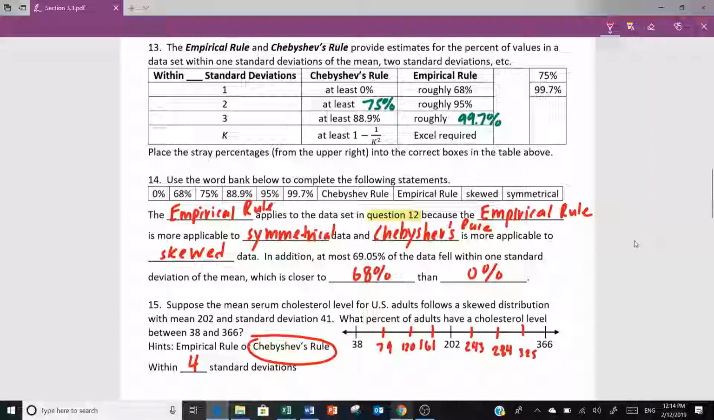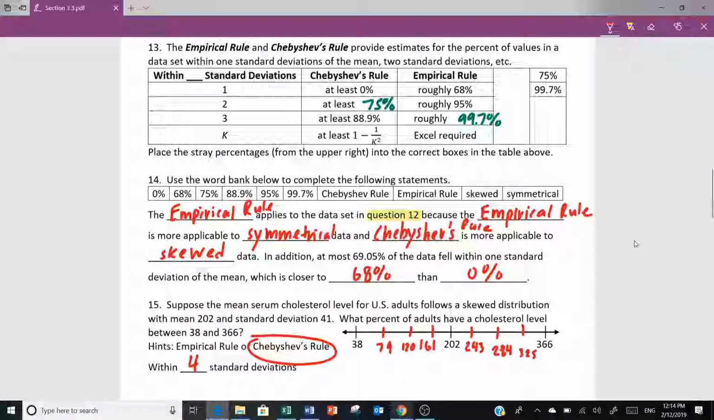Question? Oh, that's a good one. How do you distinguish between Chebyshev's rule and the empirical rule? So Chebyshev's is for skewed data, because when you have more data on the side, less of it is within the range, so the numbers go down.